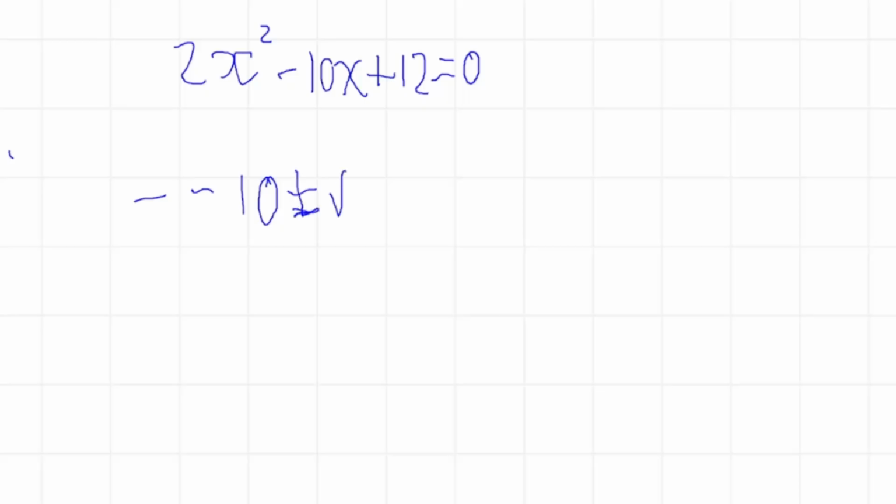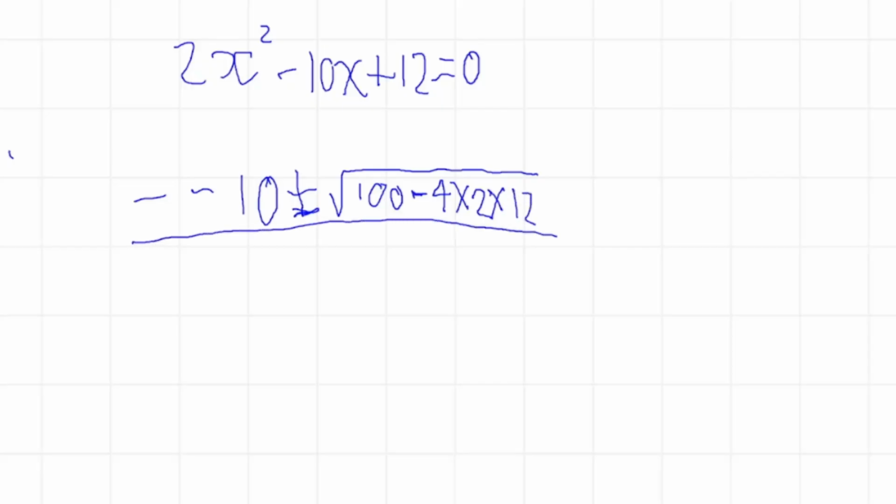the square root of b squared, so 10 squared is 100, minus 4ac, so 4 times 2 times 12, over 2a, and 2 times 2 is just 4.